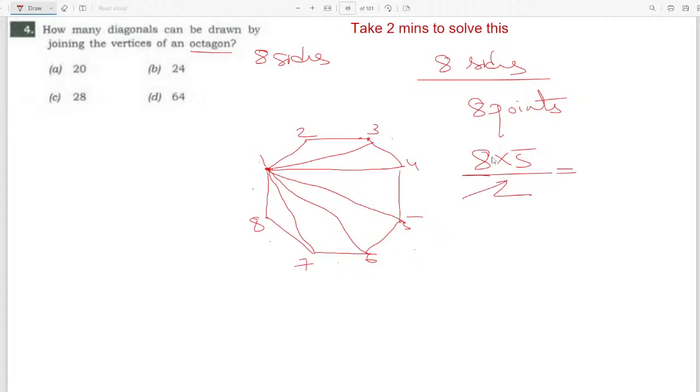This is 8 into 5 by 2: 2 4s are 8... 4 5s are 20. 20 diagonals can be drawn out of this octagon. The correct answer is option A.